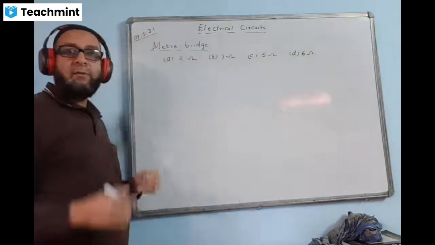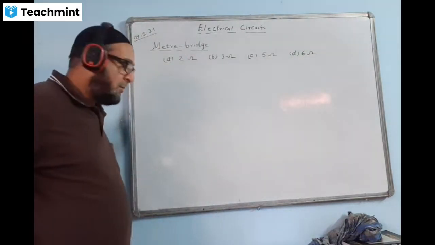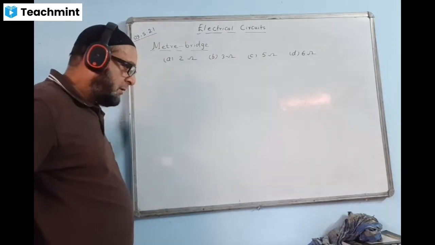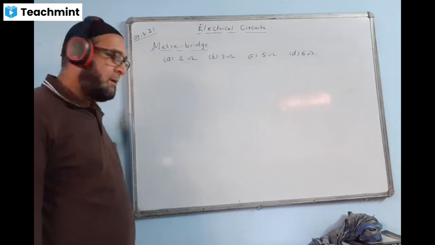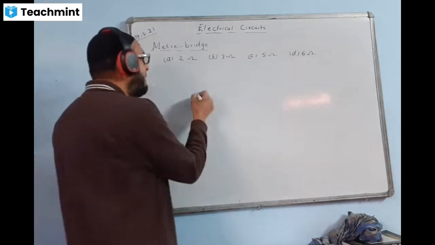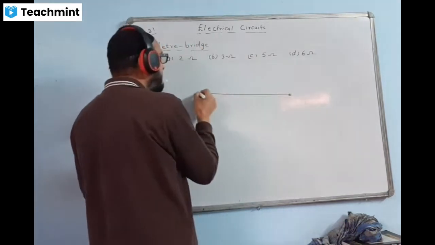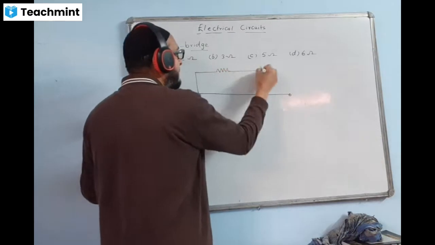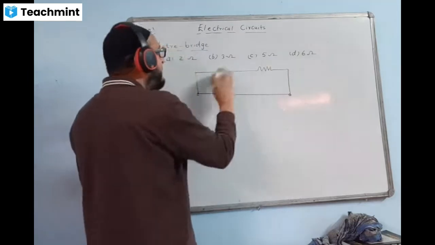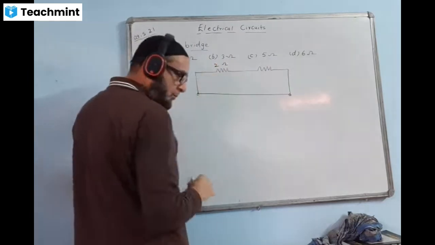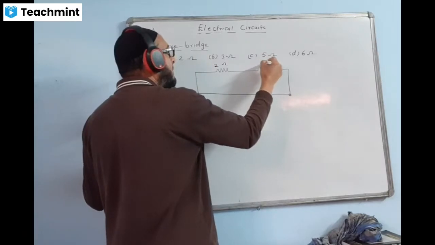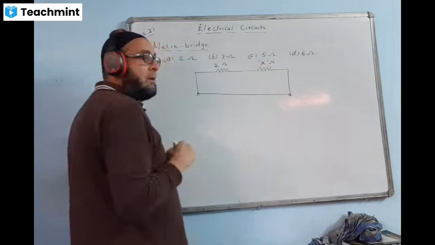So we have to check which one of the answers is correct. Let me read the question and try to understand what it says. There is a meter bridge with two gaps, left arm and right arm. On the left arm I assume the resistance is 2 ohm, and the other one is unknown, so I take this to be X ohm.